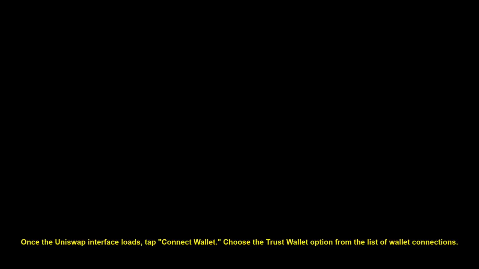Once the Uniswap interface loads, tap Connect Wallet. Choose the Trust Wallet option from the list of wallet connections. Your wallet will prompt you to confirm the connection.